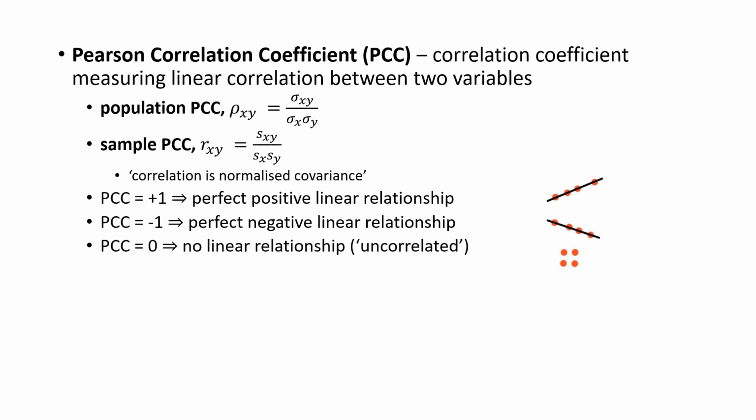When equal to 1, it indicates a perfect positive linear relationship, and when equal to -1, it indicates a perfect negative linear relationship. When equal to 0, there's no linear relationship, and the variables can be referred to as uncorrelated, despite the possibility of a non-linear relationship between the variables. And so that's all for this video.